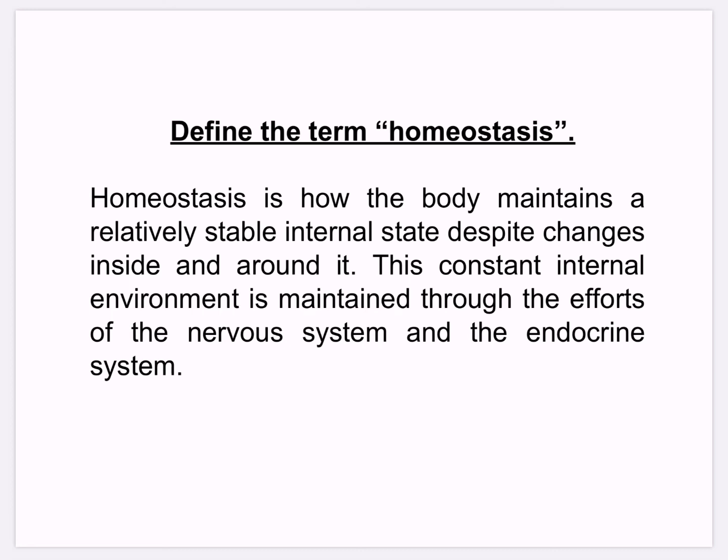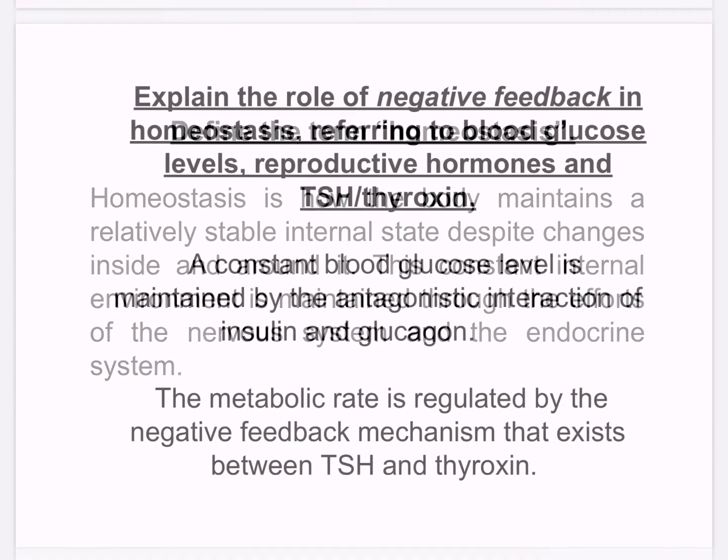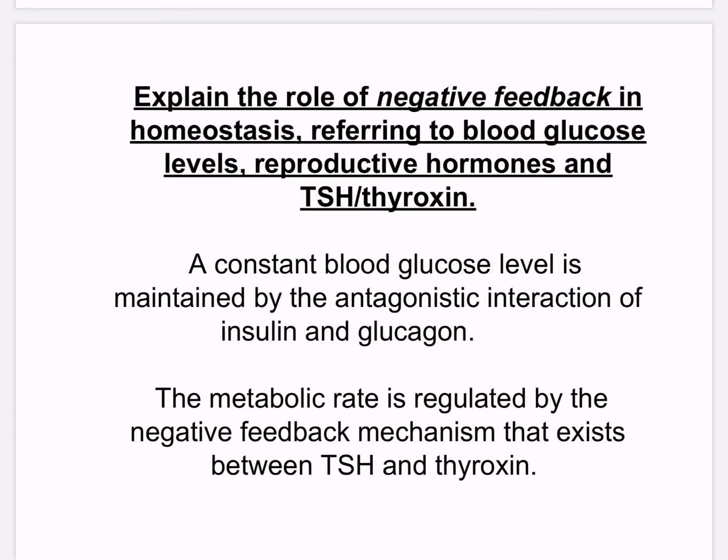And for homeostasis, which is part of the endocrine system, you need to know 3 mechanisms of the negative feedback mechanism that the body uses to try to maintain a constant internal environment. Those would be maintaining blood glucose levels, reproductive hormones, and then metabolic rate by the use of TSH and thyroxine.